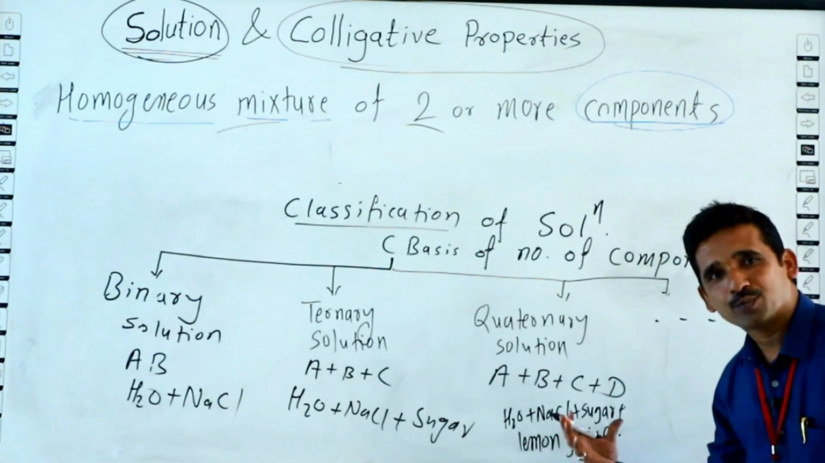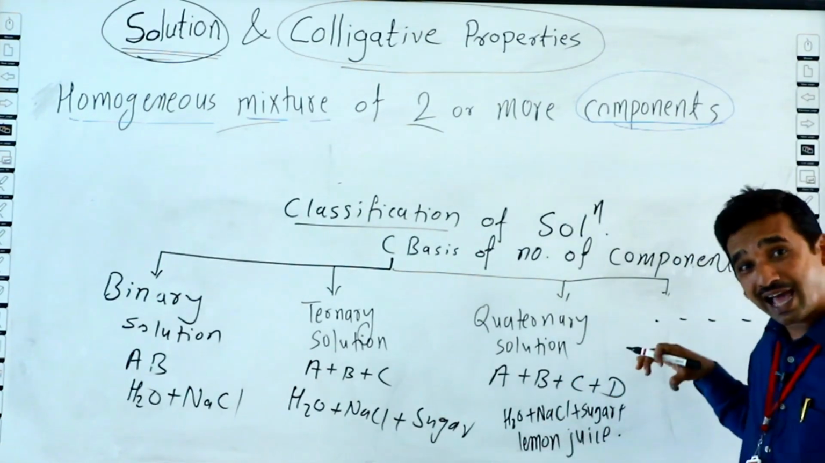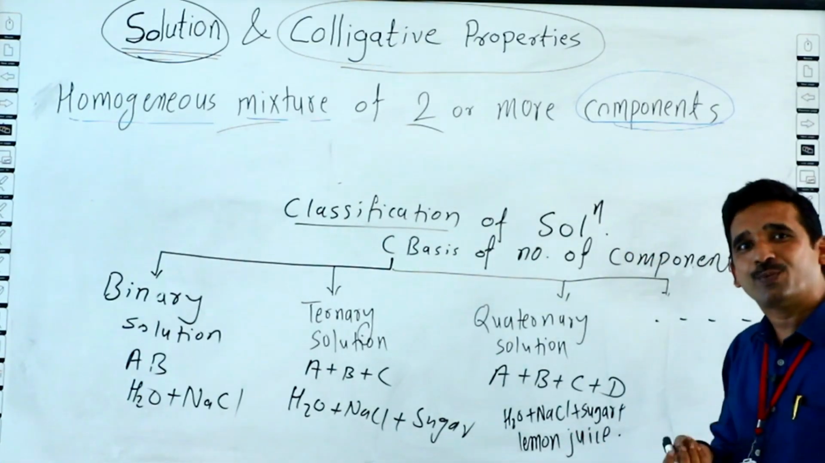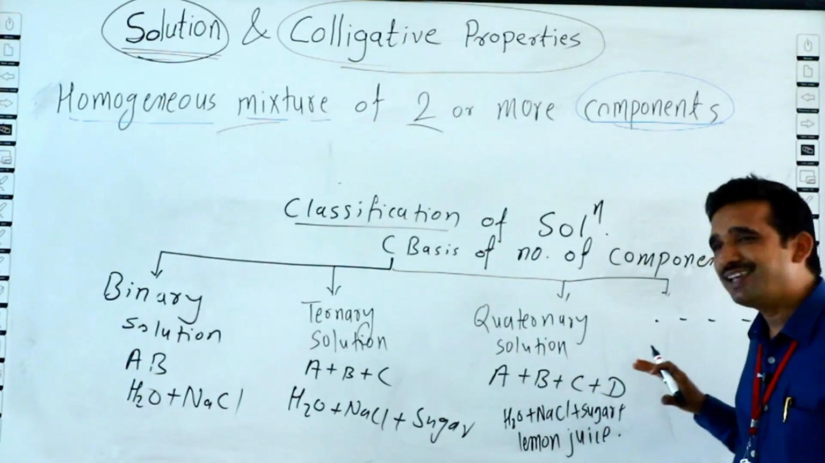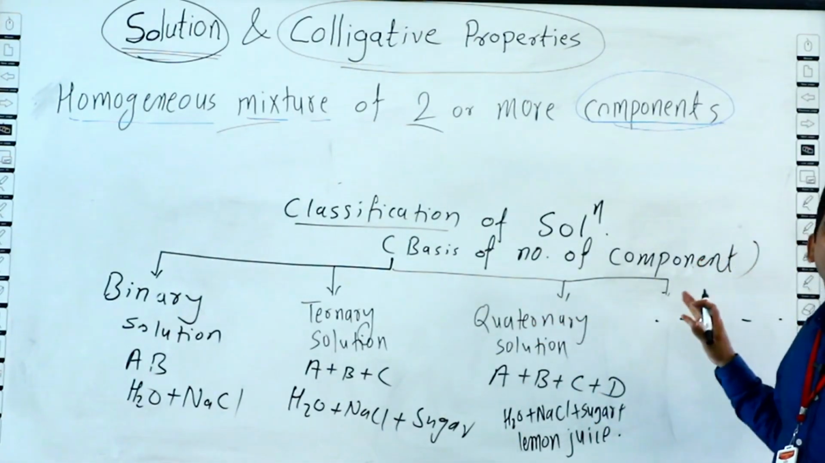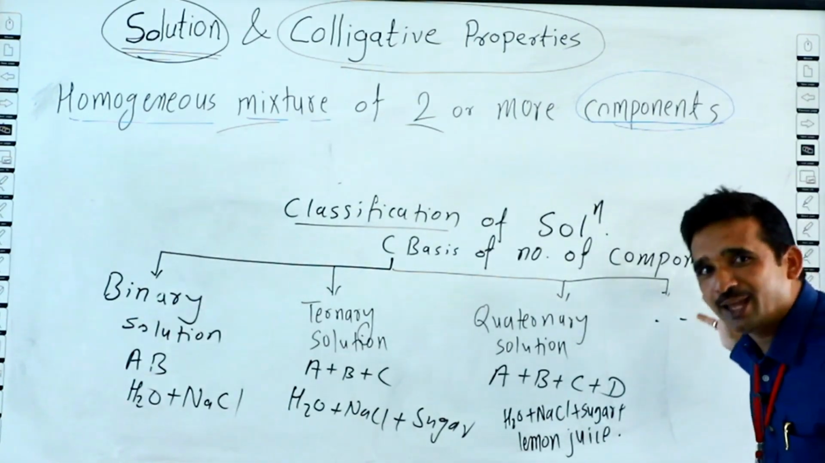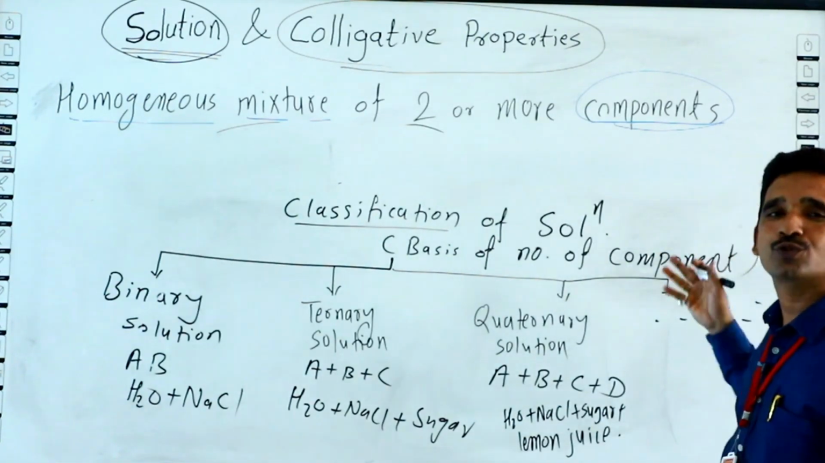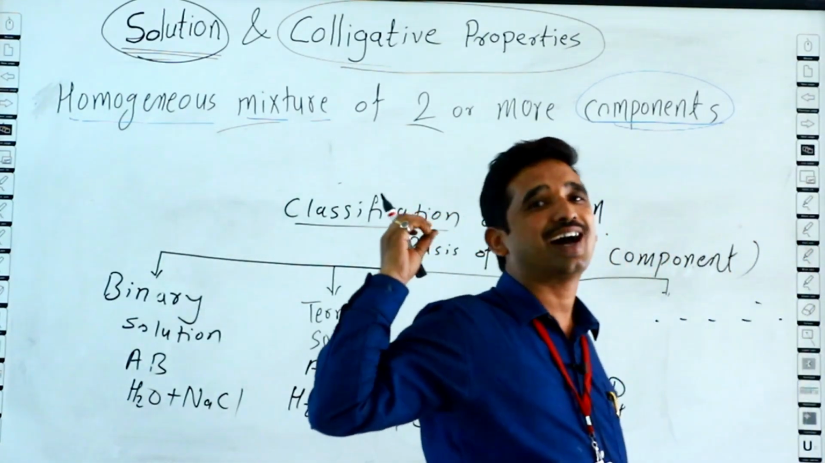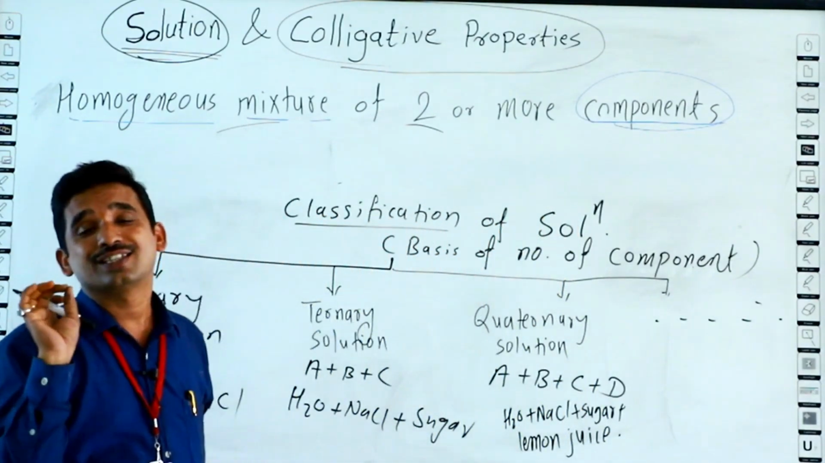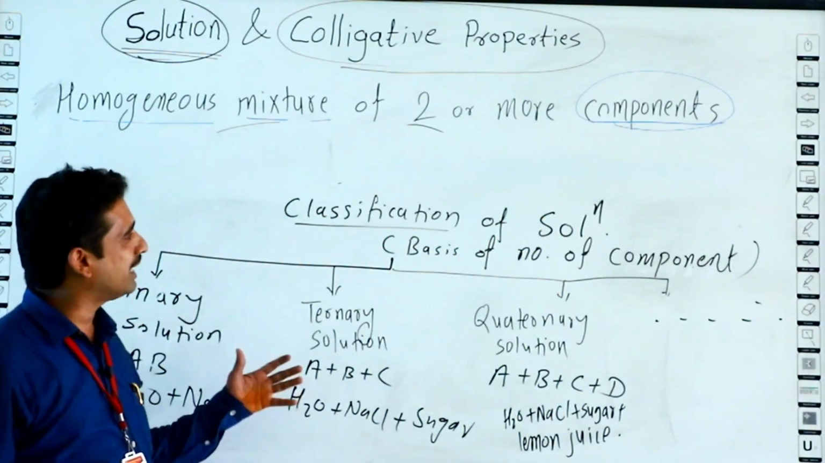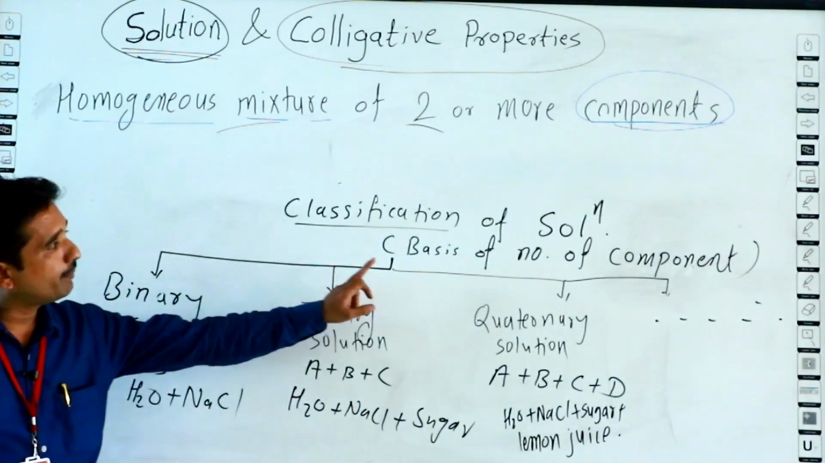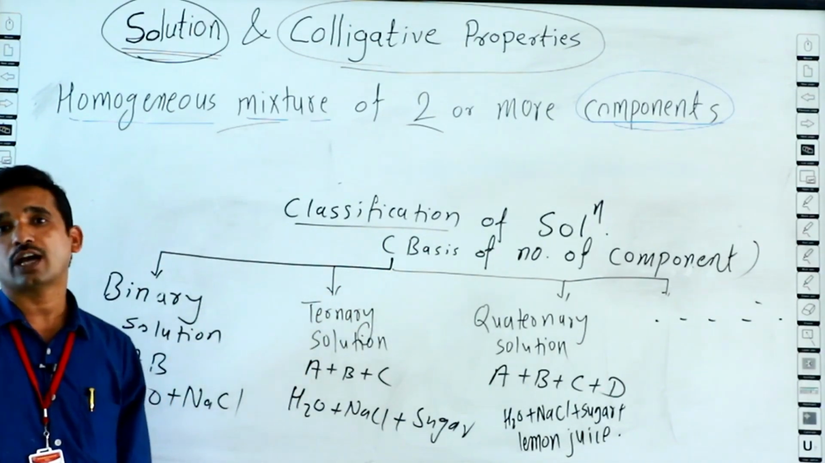For this type of solution we add some extra rasna powder in this solution for the color, for the flavor. Then there is a formation of next successive type of solution. You can add so on, up to so on. The examples of so on are air, sea water, वगैरह वगैरह. These are the solutions on the basis of number of component.